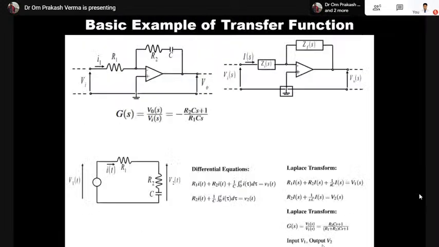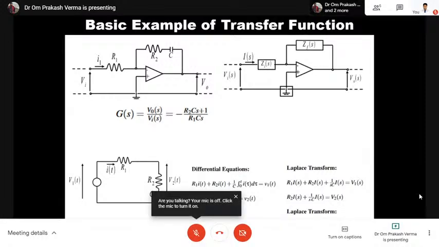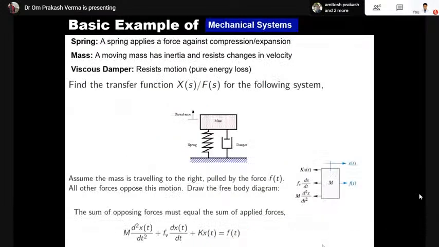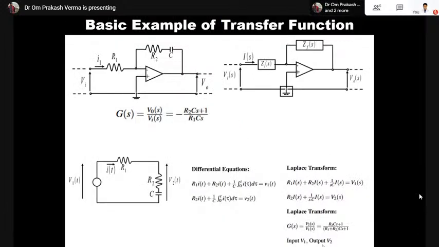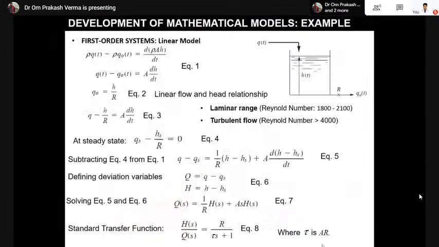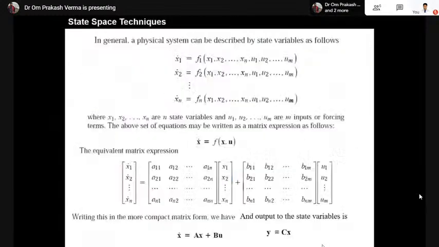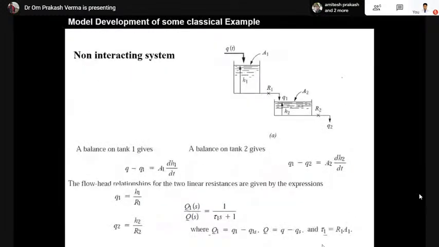We have covered the transfer function, the meaning of transfer function, and today we will study the controller part also. So keep in mind this slide that is visible, the operational amplifier. We will cover this also today: realizing the controller using the operational amplifier. We have seen the different types of models of the mechanical system, chemical system.